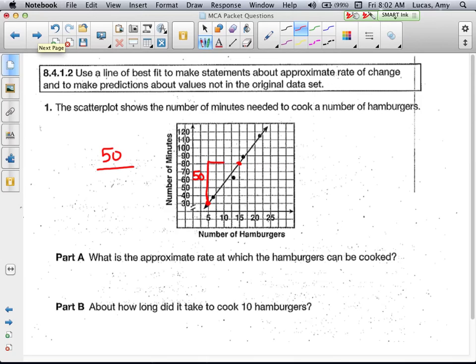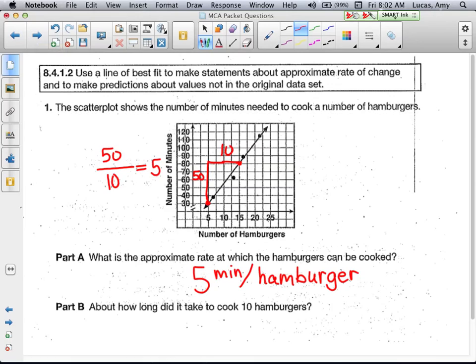So that would only be from 5 to 10. So that would be 5 hamburgers and then another 5. So 10 total. So 50 divided by 10 is 5. So the rate I've got is 5. So 5 minutes per hamburger. So be careful with your axis labels and make sure that you are not just counting grid lines, but you're looking at what those grid lines represent, because the scale was different in each direction on this problem.